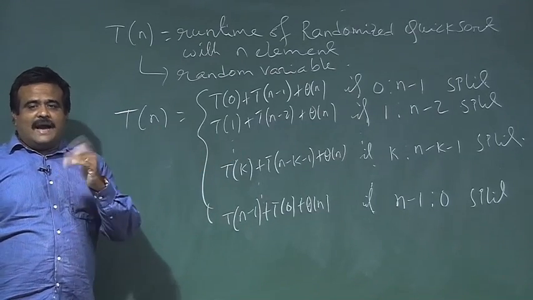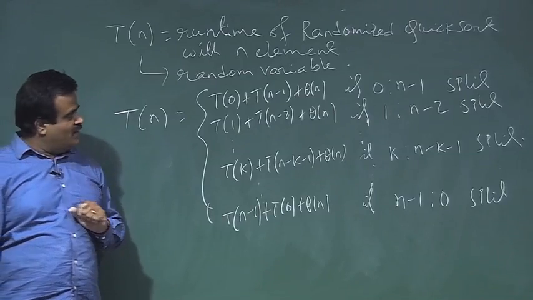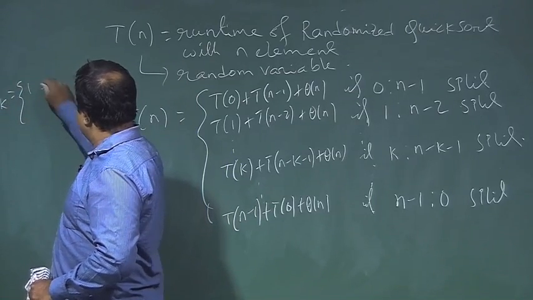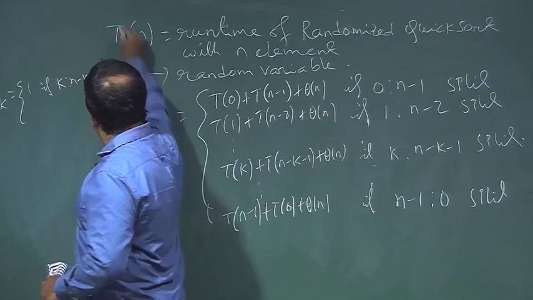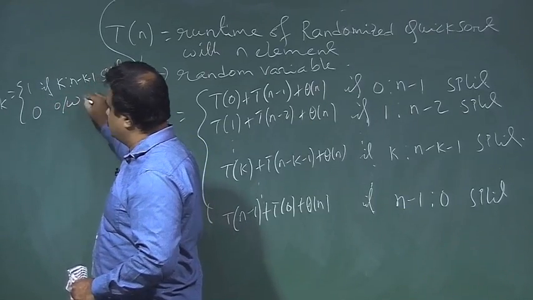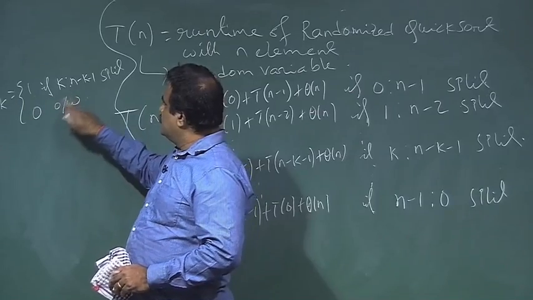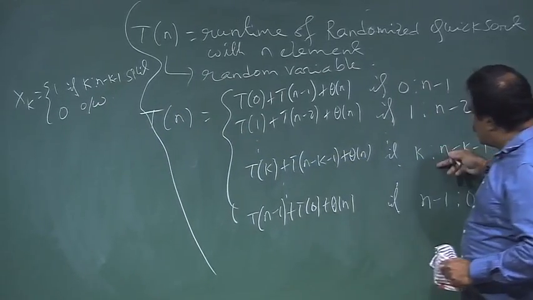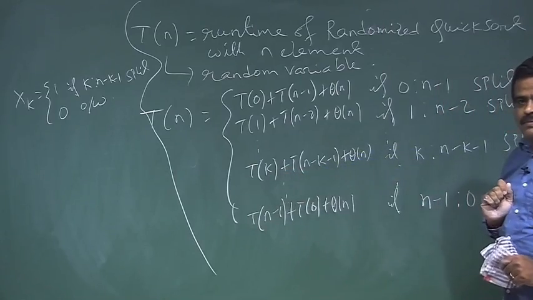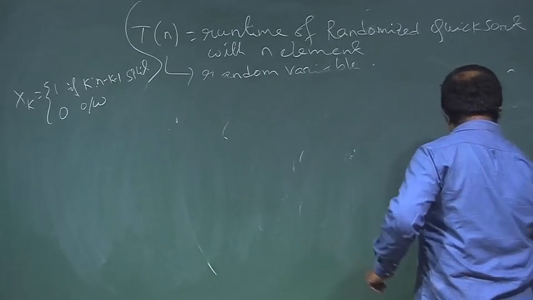Now, we want to make it in algebraic form, so that we can take the expectation. To do that, we need to take help of what is called an indicator random variable. We define Xk to be 1 if the split is k and n minus k minus 1, otherwise 0. So, Xk is the indicator random variable which is 1 if the split is this. One of the splits will occur, so one of the Xk is 1 and the remaining Xk are 0, and the corresponding expression will come. So, we can write this functional form in algebraic form in terms of Xk.